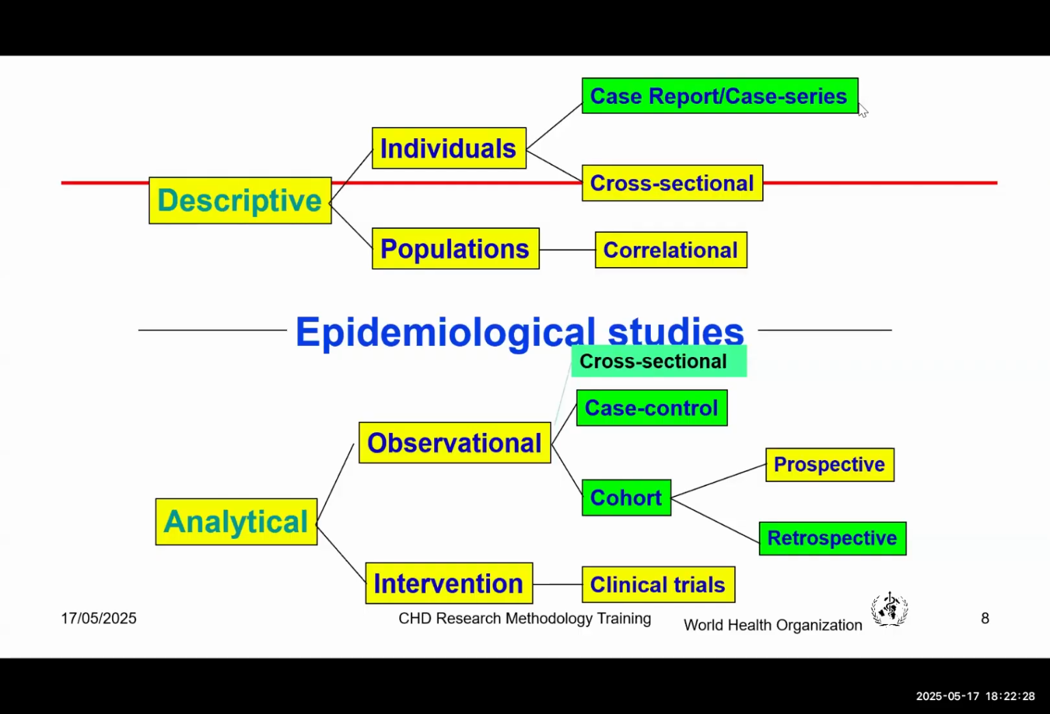On the other hand, under the analytical group, you could have the case control and the cohort studies. So a cross-sectional study could be descriptive. It could also be analytical, depending on the research question that you're trying to answer.